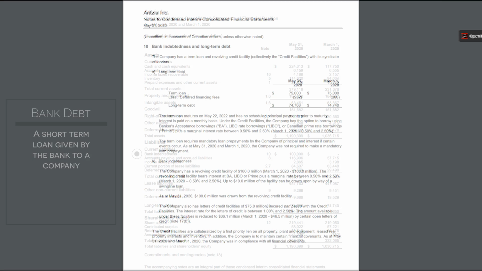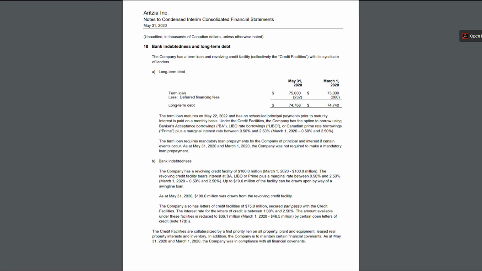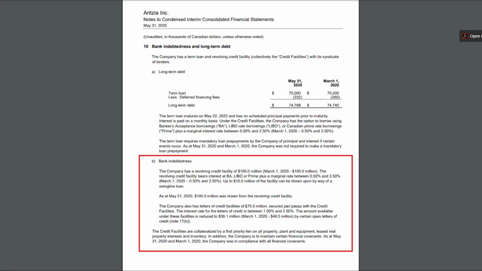If we go down to note 10 and we look at section B, bank indebtedness, the company has a revolving credit facility of $100 million. So the most important thing is, as at May 31st, 2020, $100 million was drawn from this credit facility. So it's quick things like that. If you're looking at this balance sheet and you're unsure, something doesn't seem right, just head down to these notes. It's going to clear everything up.